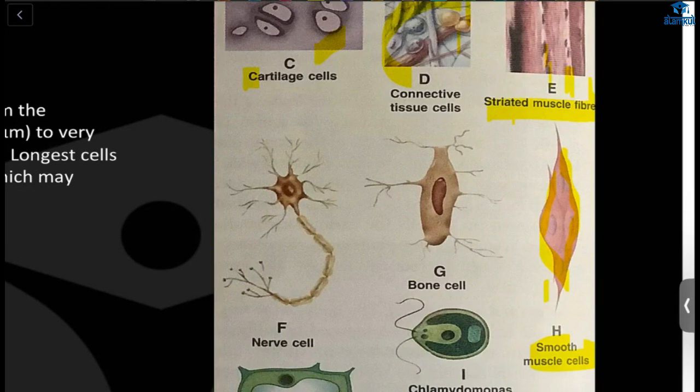Here, this helps in the involuntary movement, like the heartbeat. Then this is the bone cell, and this we have nerve cell. It is the largest cell of our body.